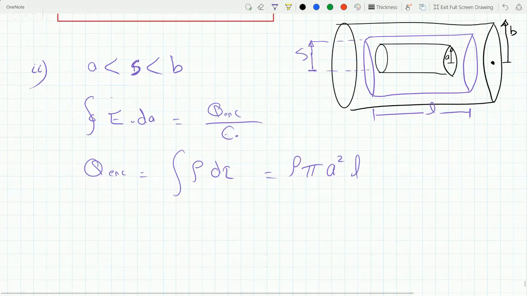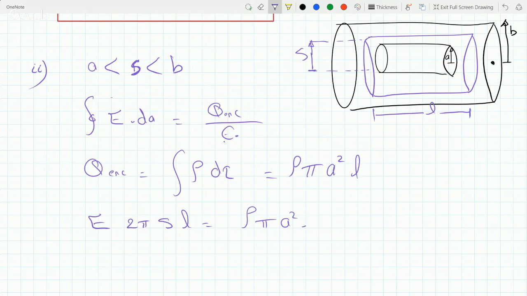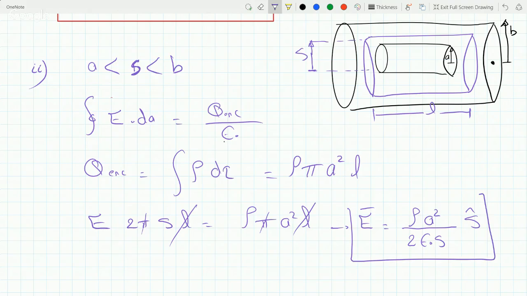And so now plug that in there, and again by symmetry I could pull the field out. So E times 2 pi s L equals rho pi a squared L. Again, L cancels, pi cancels, and I get my electric field to be rho a squared over 2 epsilon s in the region in between. And of course, this is in the s direction. Put this in a nice box. So we're done with that.